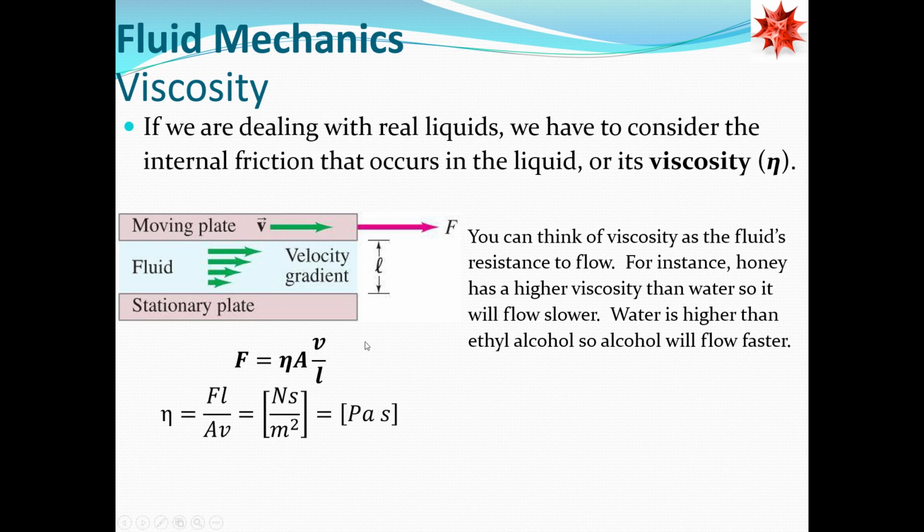Now we can actually get an equation for the viscosity by considering what force would be needed so that the plate moves at a constant speed. That can be reworked to say viscosity is the force times the length between the moving surface and the stationary surface, over the area times velocity.